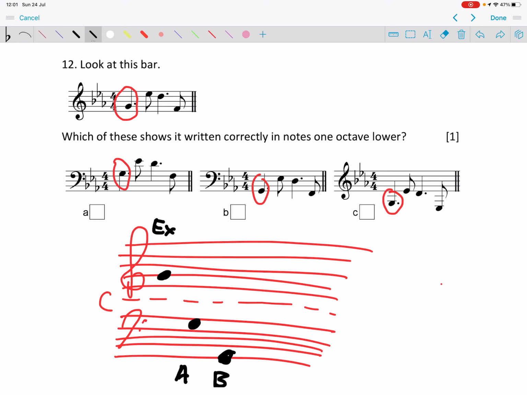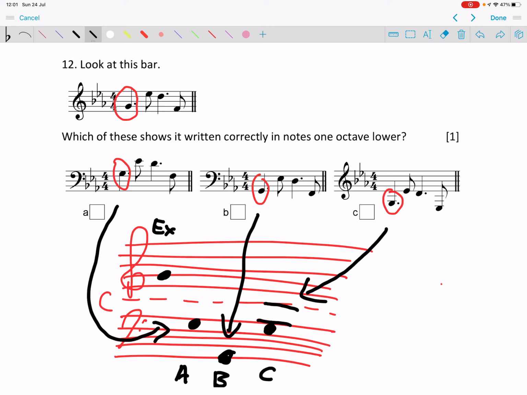We've got several ledger lines, so we're going to make sure that this is our first ledger line, the middle C line, this is our second, and so it's there. Now all I've done is I've brought down these notes, so this one goes there, this one goes there, and this one goes there.